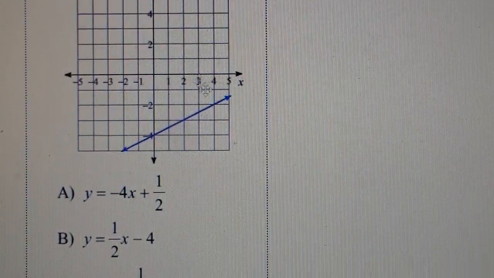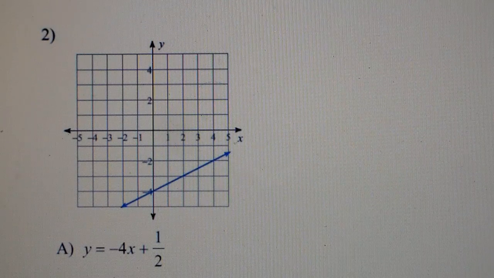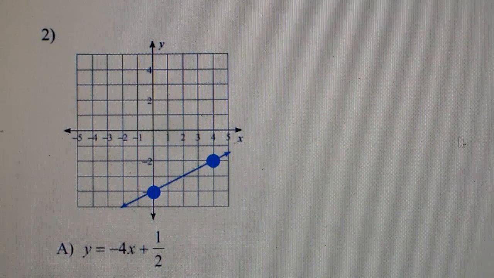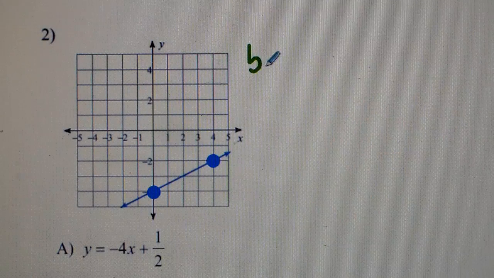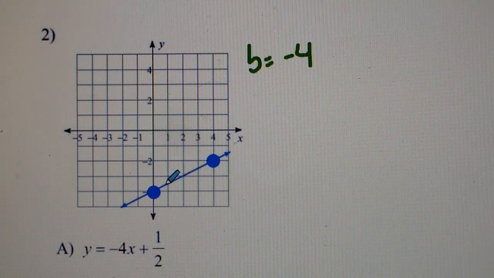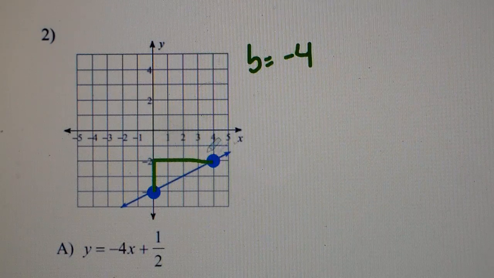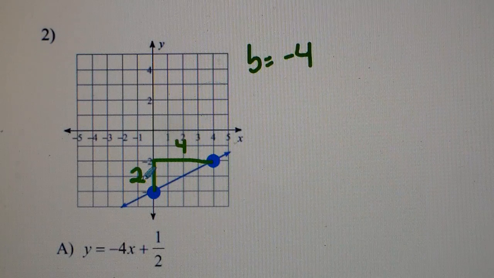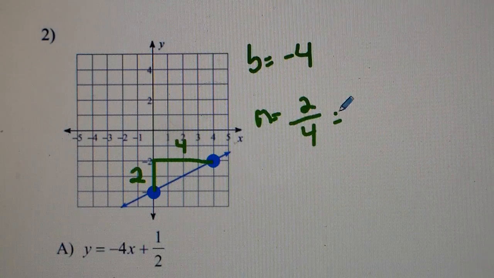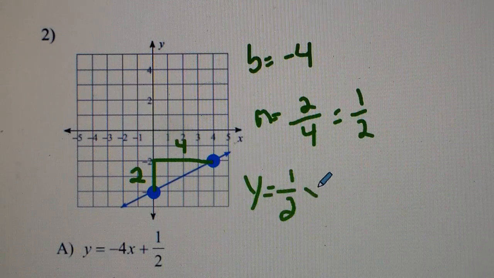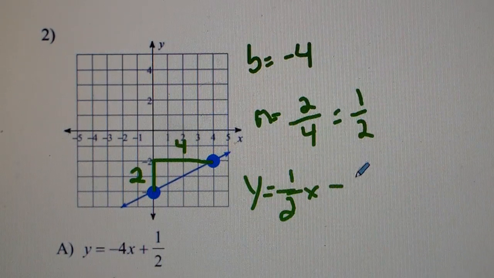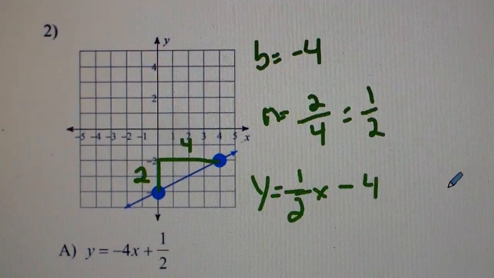Let's look at number 2. We see the line crosses at -4. And we see our line goes through that corner of the box. So our y-intercept is at -4, so our b is -4. Our rise is 2, and our run is 4. Very similar. So our slope is 2 over 4, which simplifies down to a half. So our equation is y equals a half x minus 4.